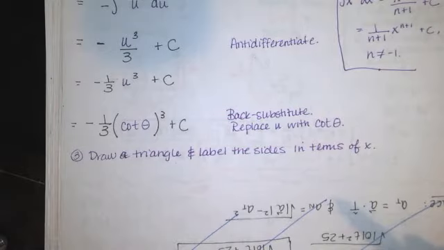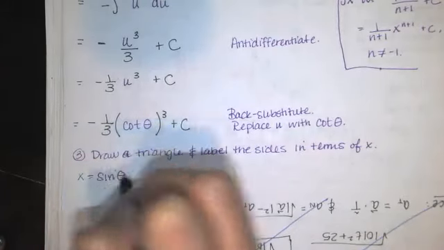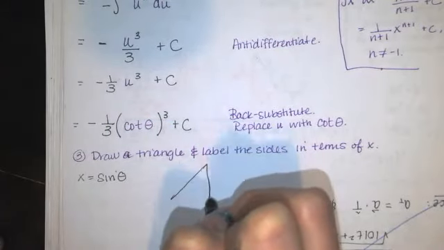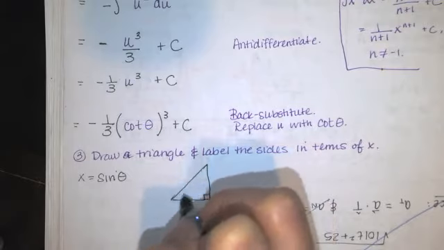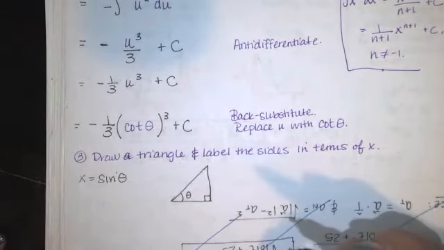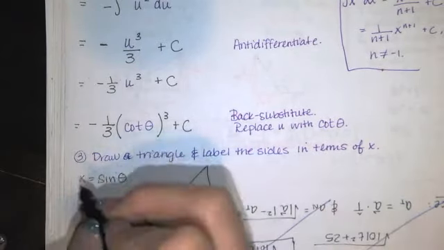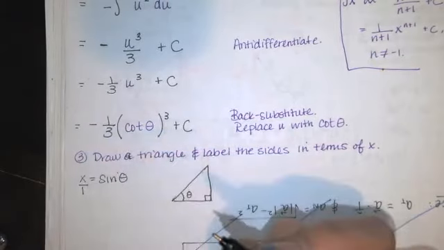Now whenever we are drawing and labeling the sides of this right triangle, and it's always a right triangle, we always use our original substitution. So in this case, we had x equals sine of theta. So I'll draw a right triangle. There's my theta. And I'm thinking of sine of theta as a fraction. We always think of these trig functions as ratios. This is x over 1.